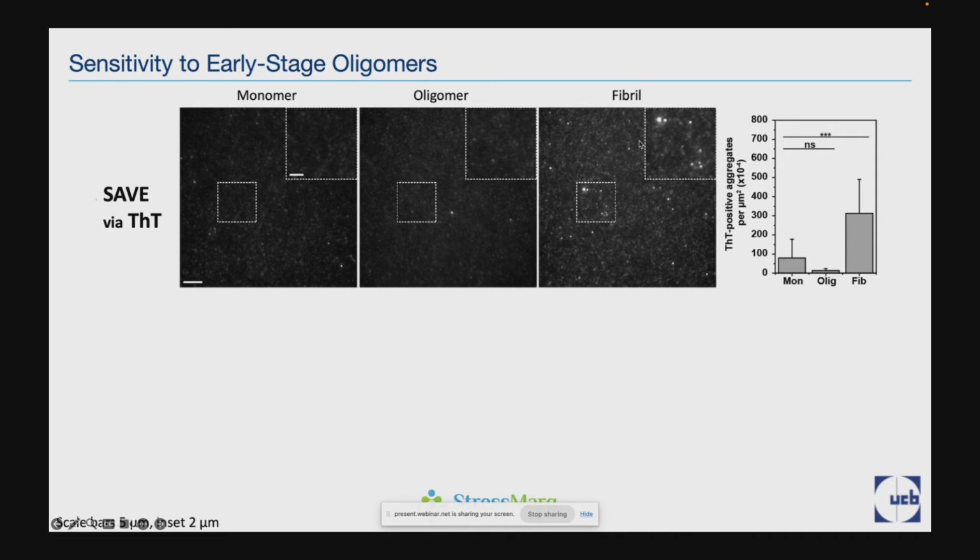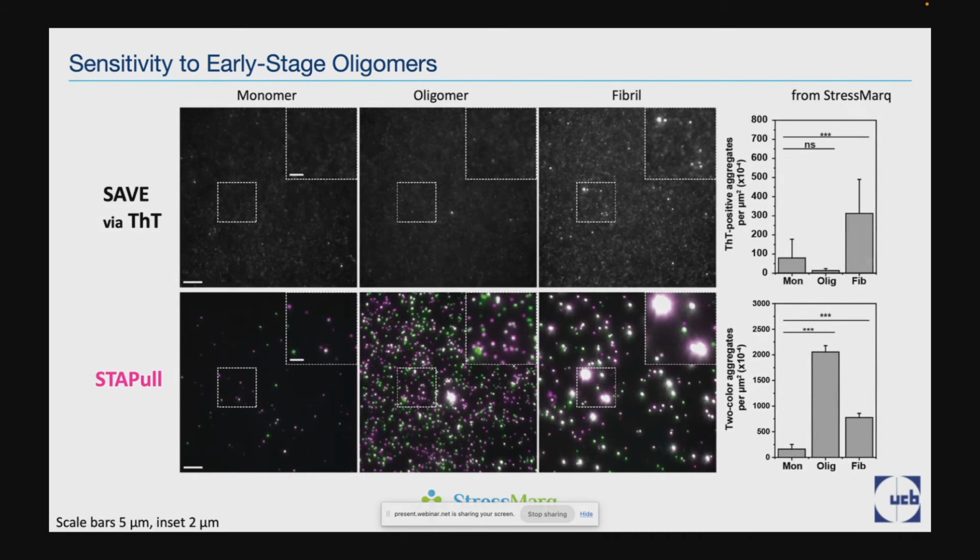However, when we take our fibril sample, also provided by StressMark, you can see there's many thioflavin T events that are active. So we can detect fibrils, but we can't detect oligomer, and we see a few events for the monomer. If we now take our staple approach and look at the same samples, we don't see many monomer. There might be some aggregates there, so we do see a few aggregates present in the monomeric protein. But now with the oligomer, we see many, many events.